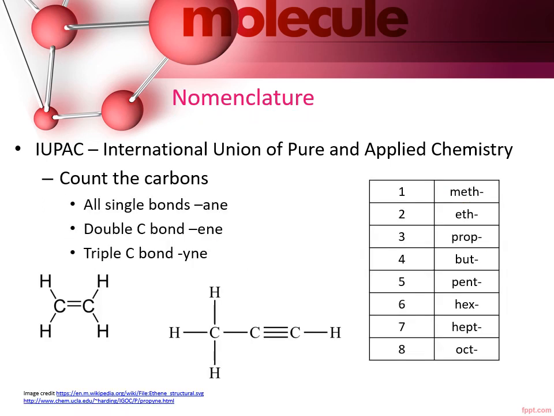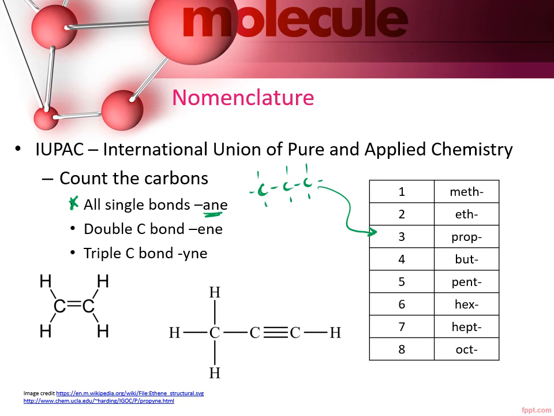All right, so what if I throw in some double bonds, some triple bonds? If I have all single bonds, my name's going to end in ane. So looking at this guy, assume those are all hydrogens. 1, 2, 3 carbons. 3 carbons is prop. 0 double or triple bonds. Everything is a single bond. It's going to end in ane. So this would be propane.